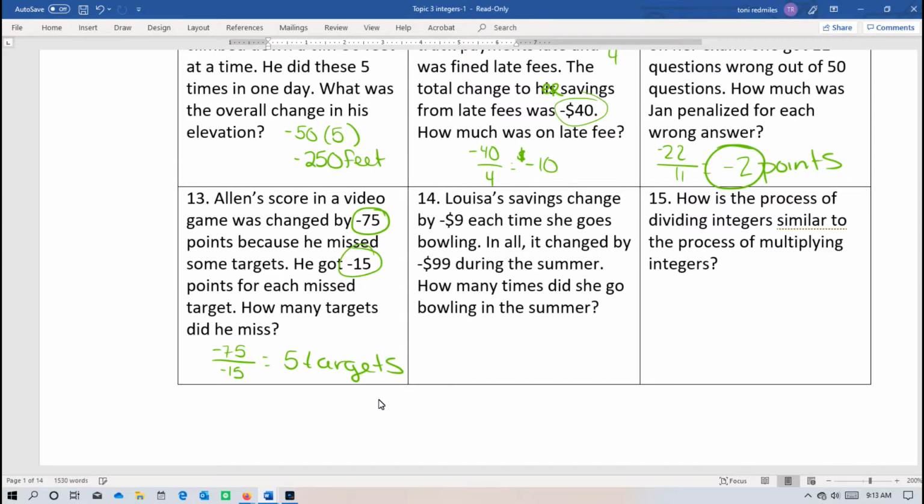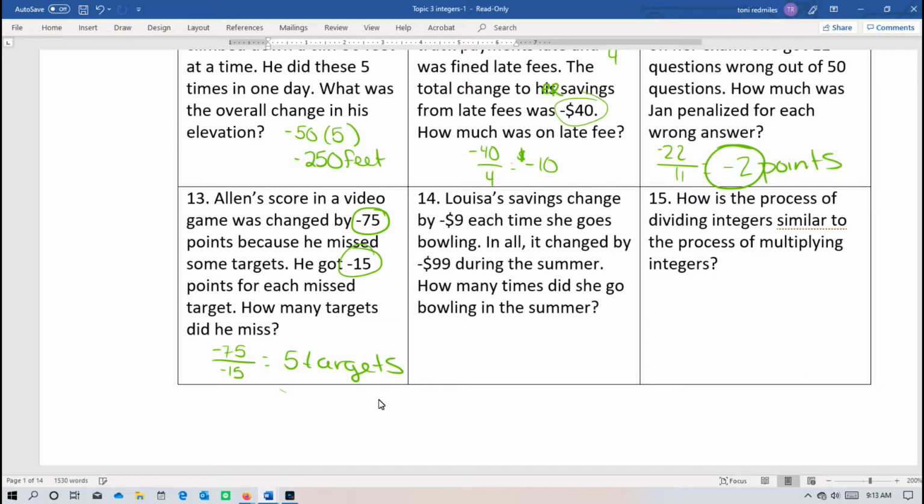Yeah, I should always put my units. Because we can't have negative targets, right? It doesn't make sense to say he got marked off for negative targets. That means they didn't exist, right? They were not in existence. So targets need to be a positive number.